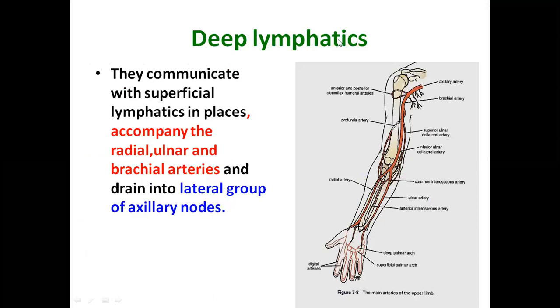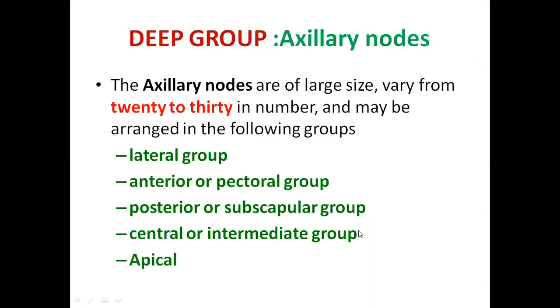Once you are done with superficial lymphatics, we will go with deep lymphatics. They communicate with superficial lymphatics in places, they accompany the radial artery and the ulnar artery, and they drain into the lateral group of axillary lymph nodes. Like we have seen from the medial aspect, everything was draining into the lateral group of lymph nodes only, right? Similarly here also. I have discussed these groups of lymph nodes in my previous class also. You can listen to the lecture on axillary lymph nodes again. The same slide, same explanation.